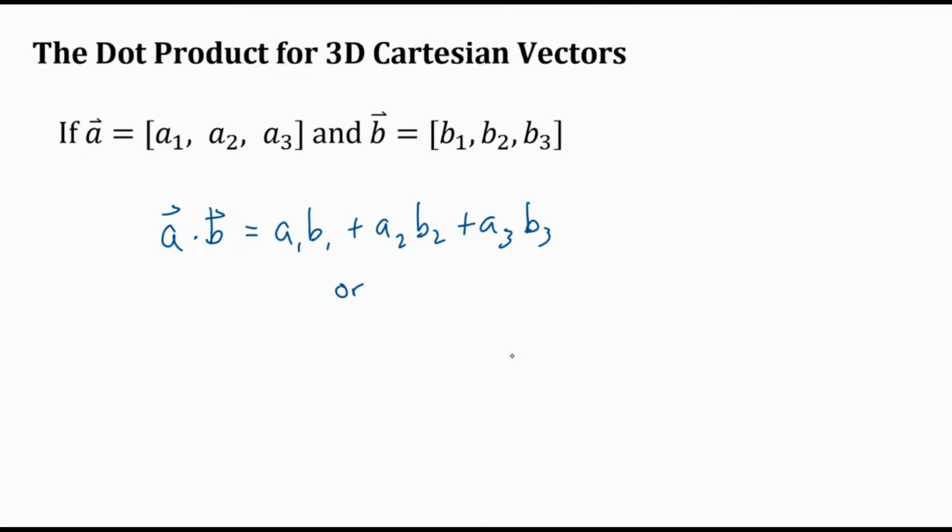Okay, or if it's not in Cartesian space, or even if it is, it's also equal to the magnitude of A times the magnitude of B times the cosine of the angle between them.